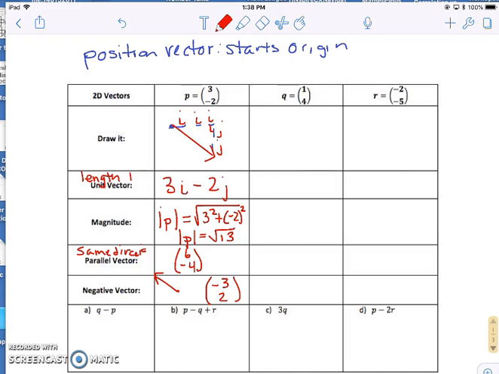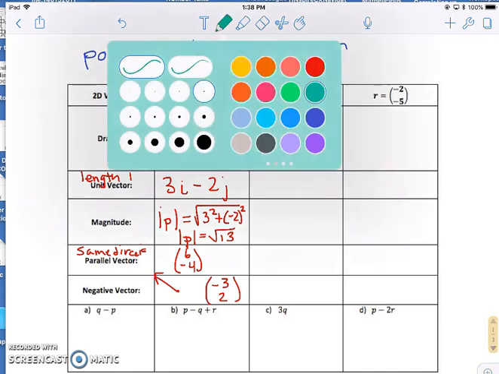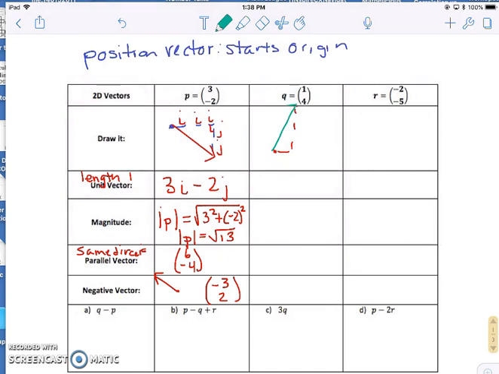So let's look at Q. We go over 1 and up 4. So we have our vector right here, 1 and 4. That means i is our x value, so we go over 1i and up 4j. Our magnitude of Q, again denoted with those absolute value signs, is 4 squared plus 1 squared, the square root of that, so that would be the square root of 17.